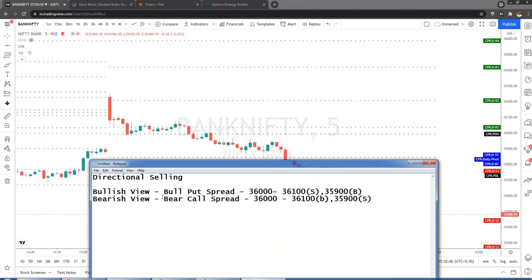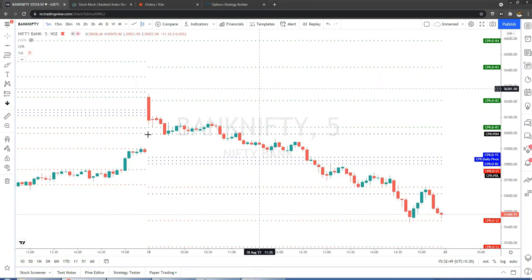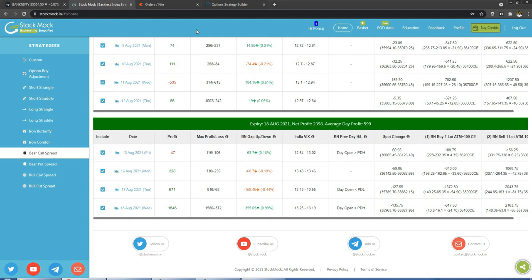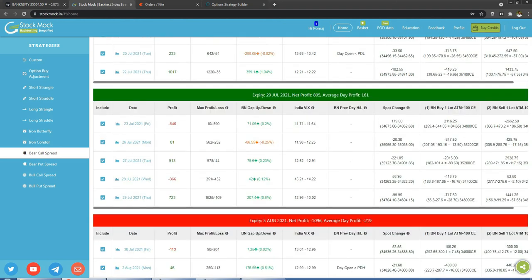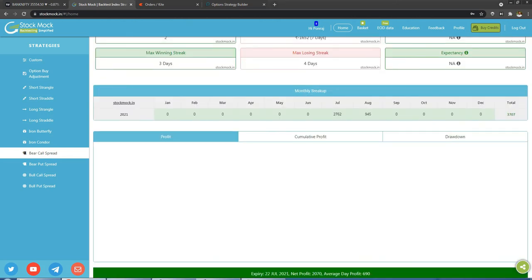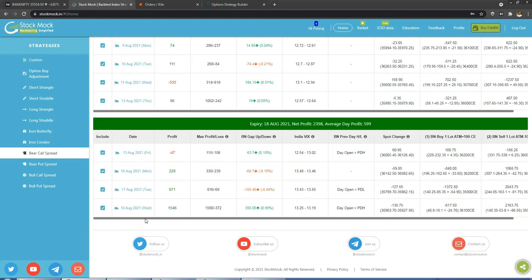You can try backtesting your views based on the technicals you follow, based on support and resistance or an indicator, whatever it may be. You can just go to Stockmark. If you haven't opened the account, I will give my referral link in the description. You can just feed your entry time and exit time, select the strategy and start the backtest. We don't have an option to select a particular day, so I'm just seeing all the days. You can drag and look into the day where you need to backtest this strategy.